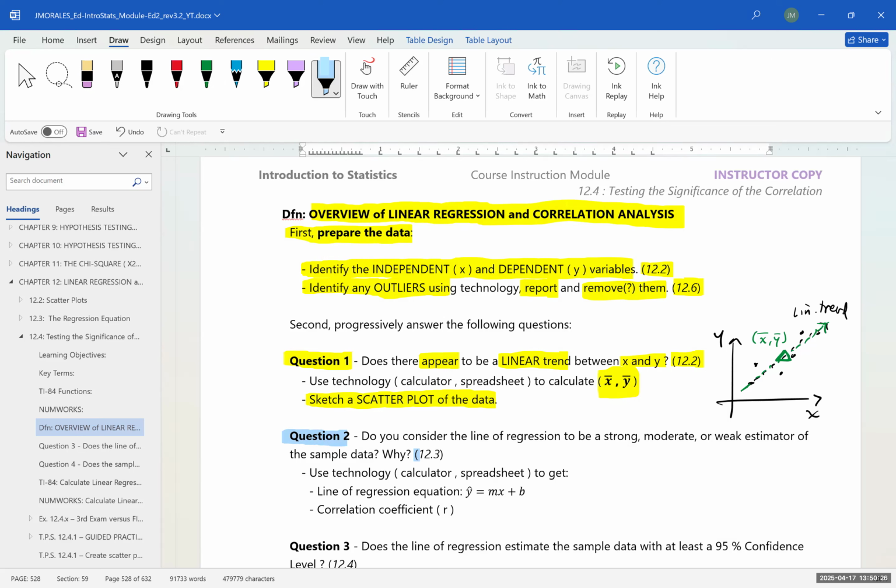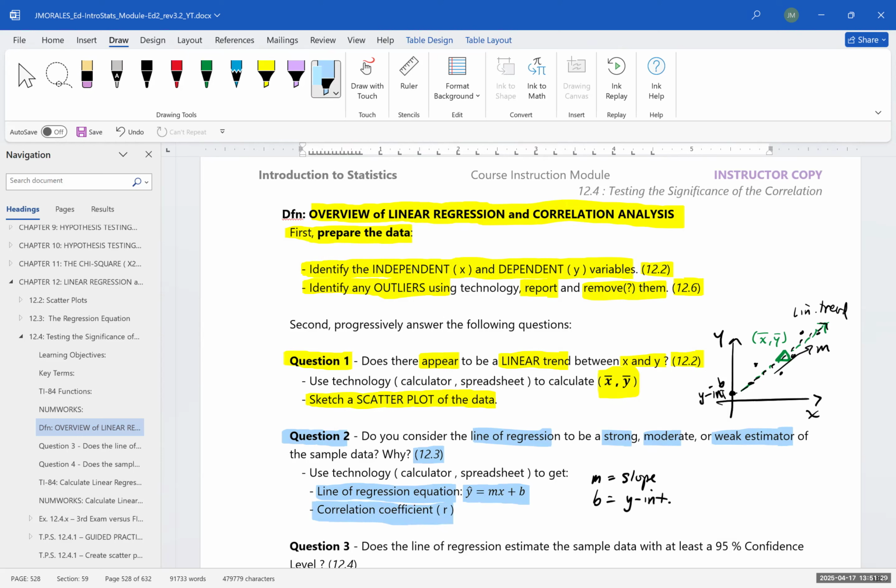Question two was in the next section, 12.3: do you consider the line of regression to be a strong, moderate, or weak estimator of the sample data? You use technology to get the line of regression equation, where M is the slope of the line and B is the y-intercept, where the line would cross the y-axis.